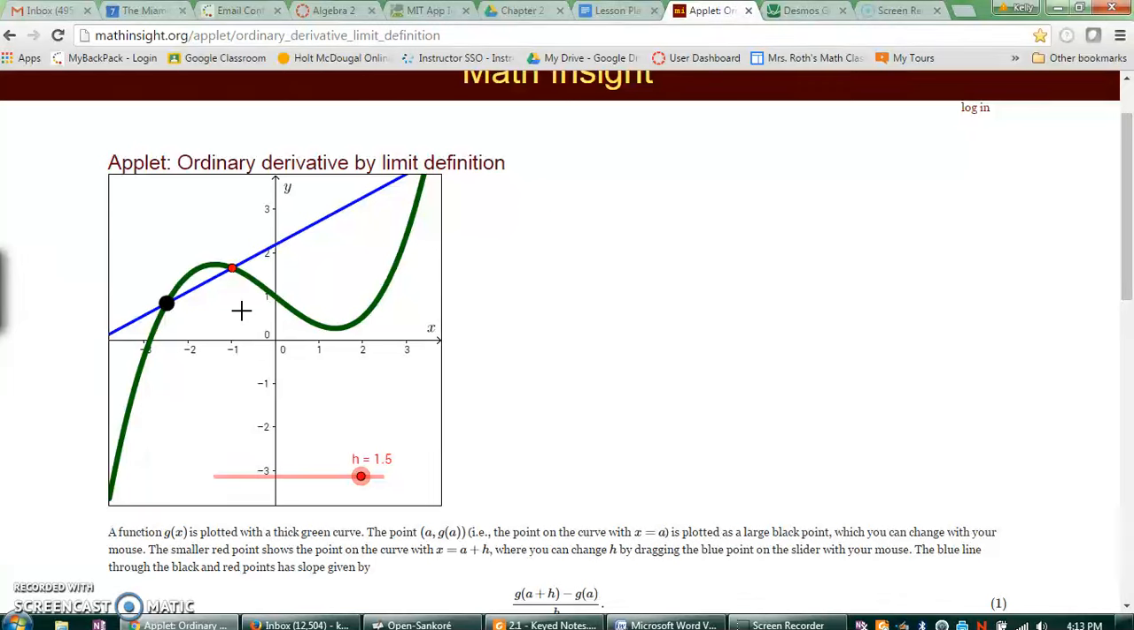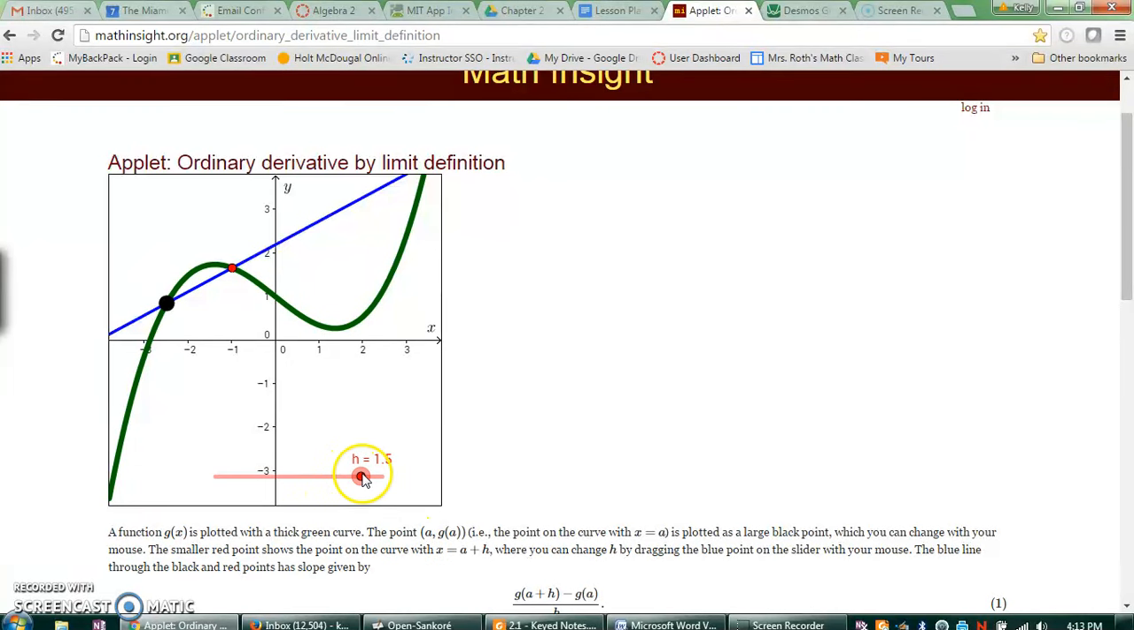Think of the slope as the change in y's over the change in x's. So what I'm going to do is make my change in x, my distance here, from here to here, smaller and smaller and smaller. As I make my change in x smaller and smaller and smaller, I'm getting closer to the slope of the line at the tangent point.